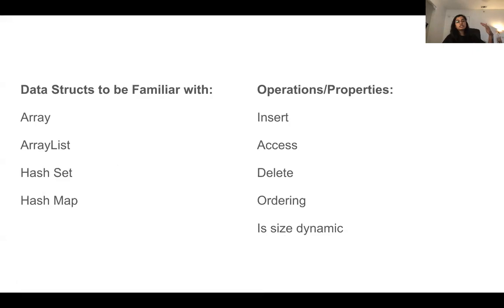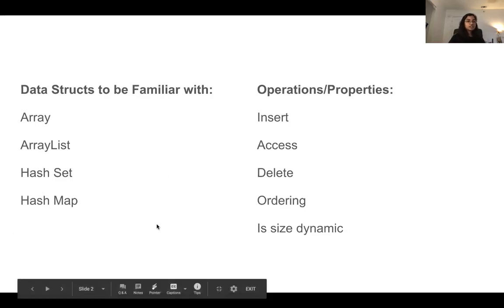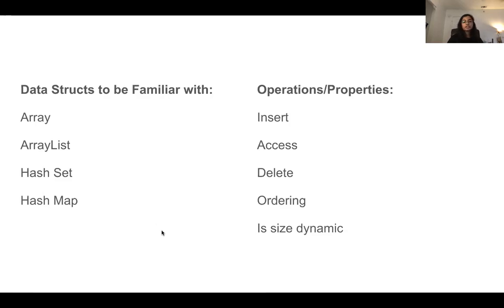I could have the name Nisha be in my set, or be a key in my map, and that points to an object that points to another object. You can kind of store that part as an array list, which we can get into later. So those are the four main data structures to be familiar with. Feel free to ask clarification questions as we go.